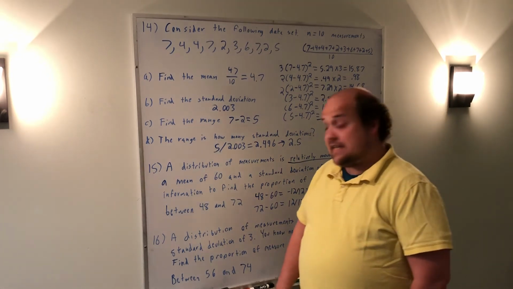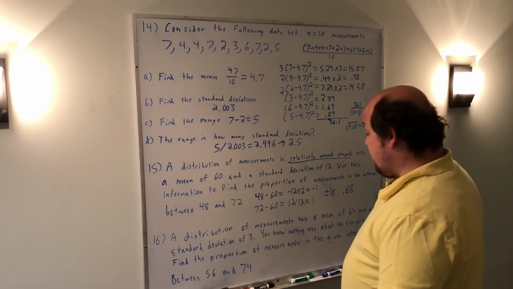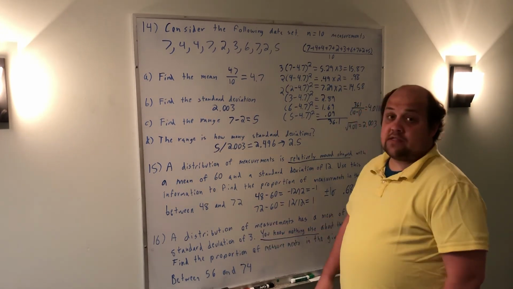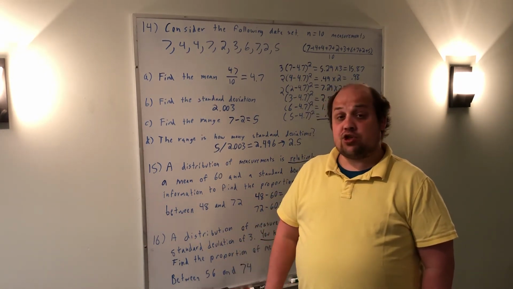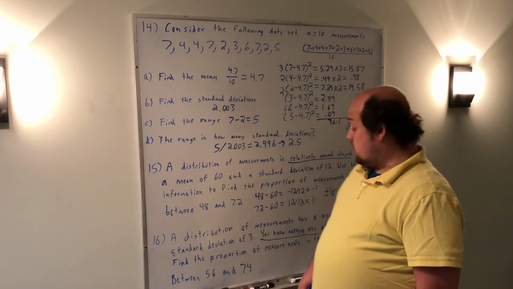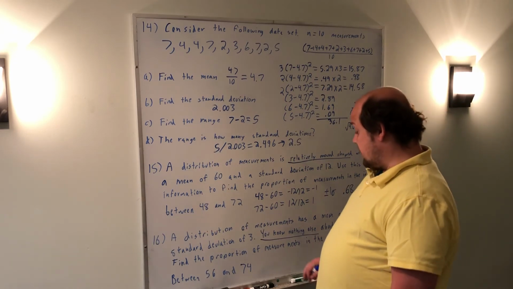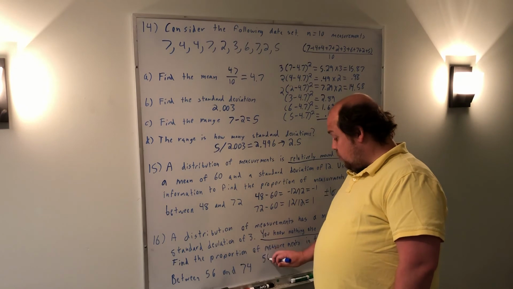In number 16, it says a distribution of measurements has a mean of 65 and a standard deviation of 3. It also tells me that I know nothing else. When I don't know that it's mound shape, when I know nothing else about the distribution, I need to use my second column, which is Chebychev's rule. So now that I know I'm in my second column, I need to figure out how many standard deviations I've gone. So I take the two between numbers, 56 and 74.